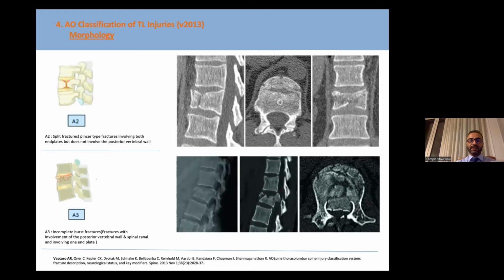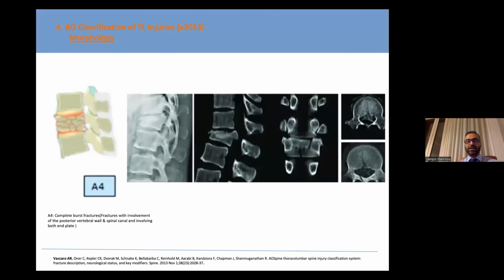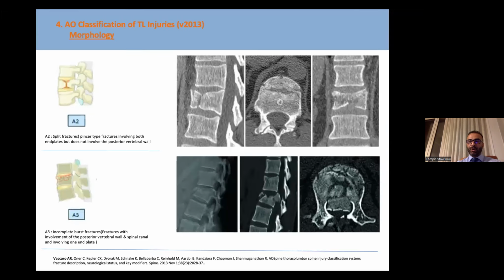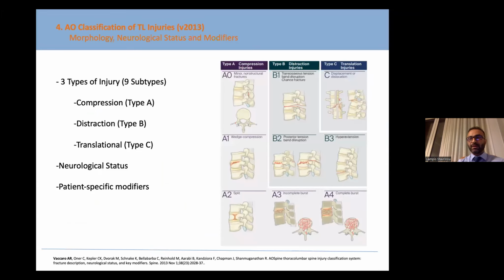Then we have the incomplete burst fracture, which is a fracture with involvement of the posterior vertebral wall and spinal canal involving only one end plate. All right, it's still an A fracture. I remind you that these are all vertebral body fracture classifications. And last but not least, we have the complete burst fracture with involvement of the posterior vertebral wall and both end plates.